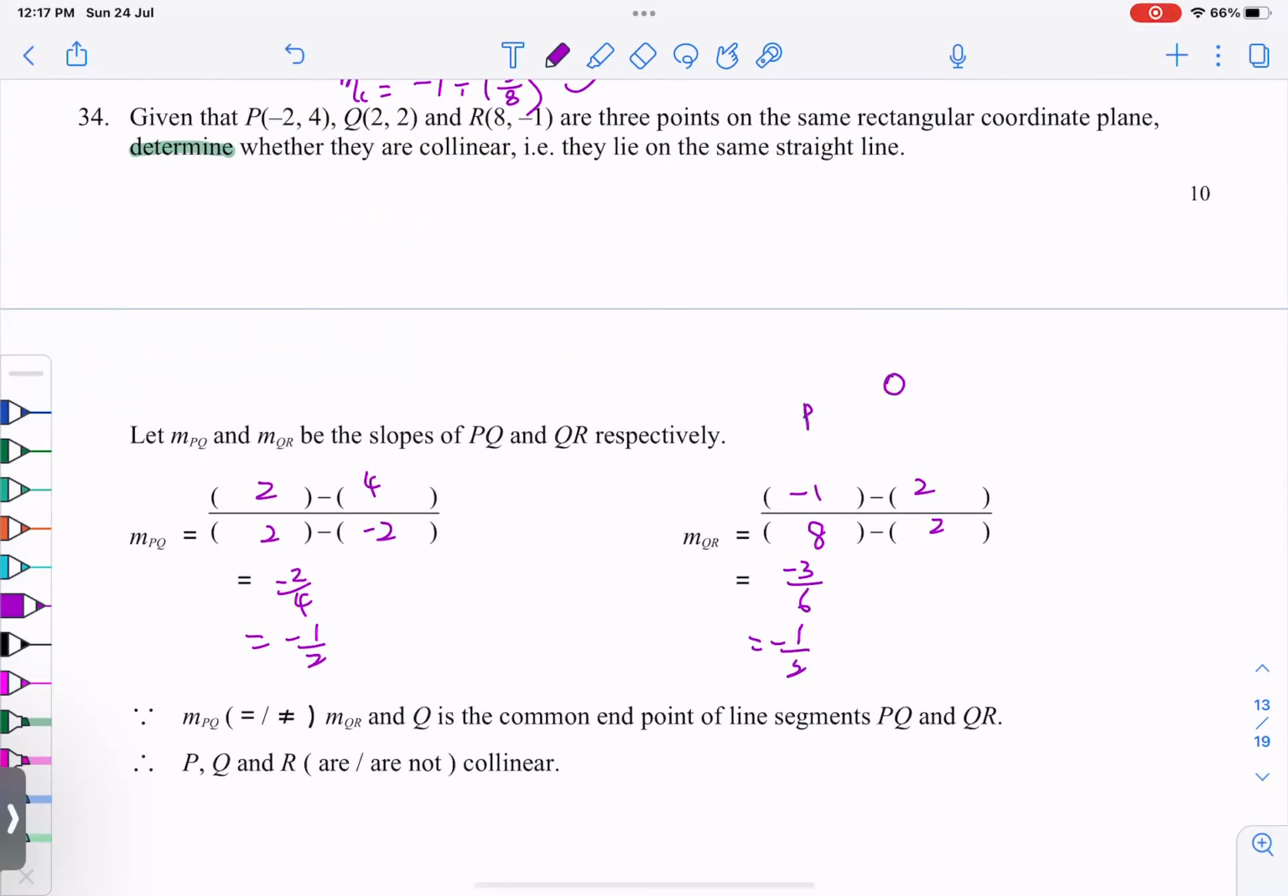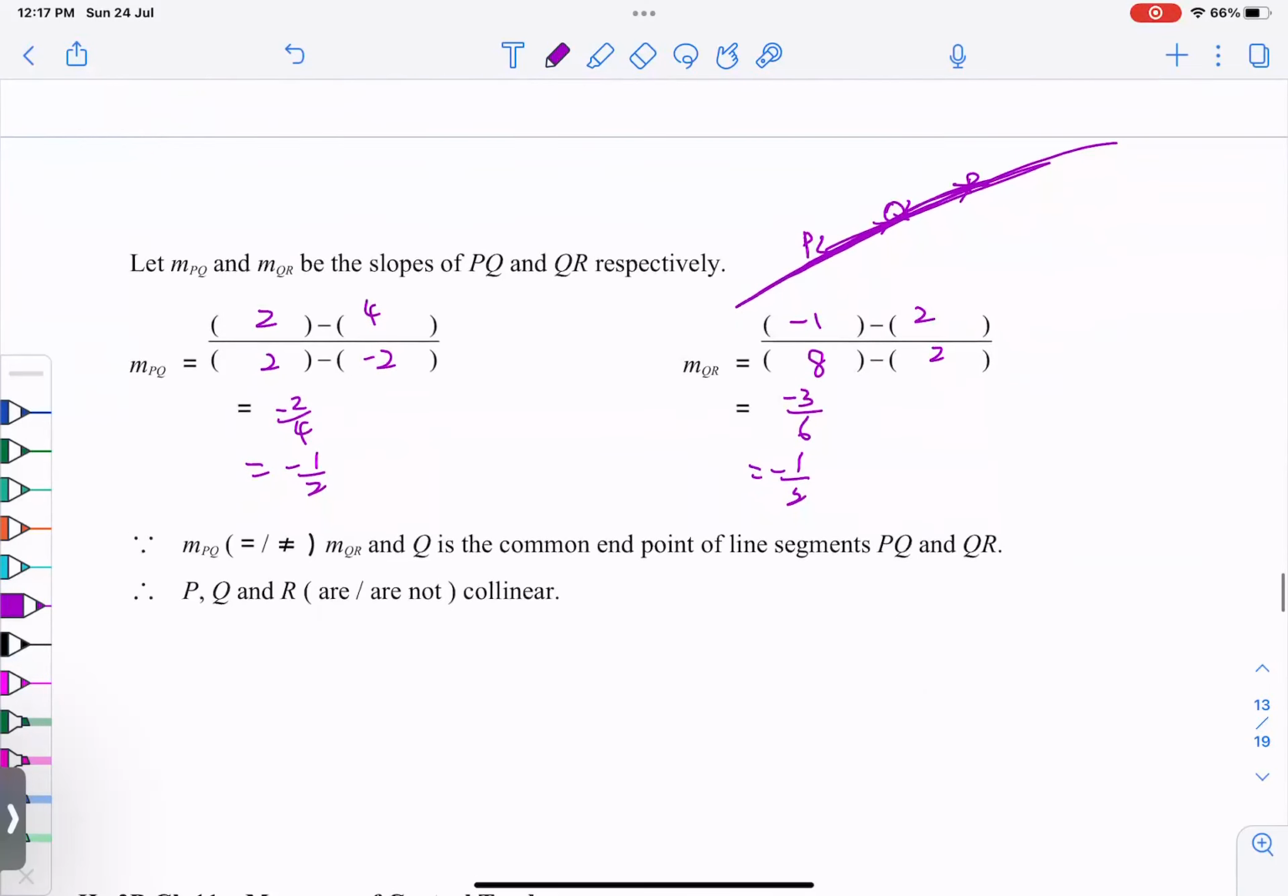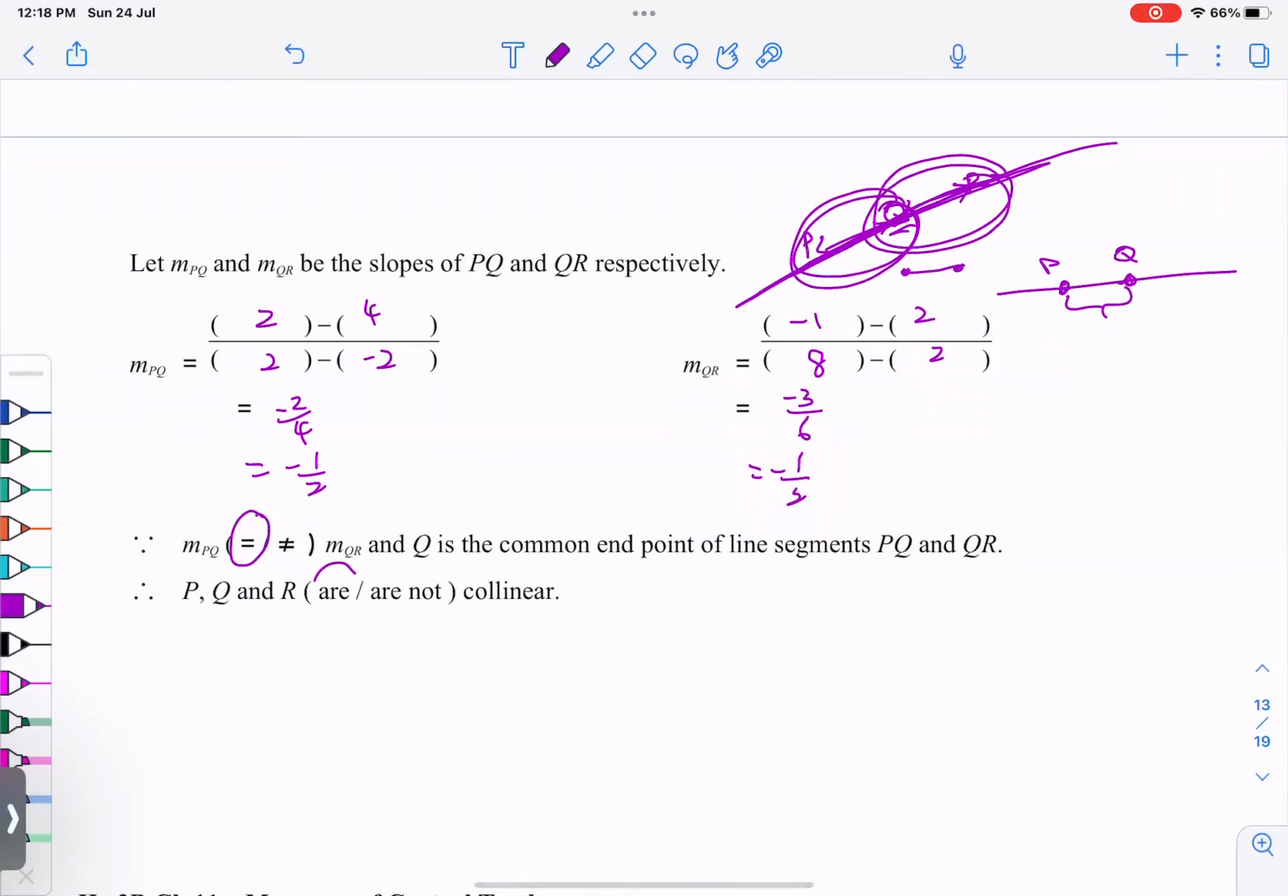So P was here, Q was here, R was here. Their slopes are same, and they are also going in the same direction. So that means they are collinear. They are on the same segment. So this line segment means from here to here, because a line is unlimited. But if you want to name them, P and Q, this part is called the line segment. So because the slope of PQ is equal to the slope of QR, and Q is the common endpoint of both PQ and RQ, we can say they are collinear.